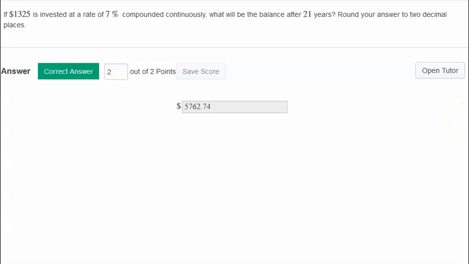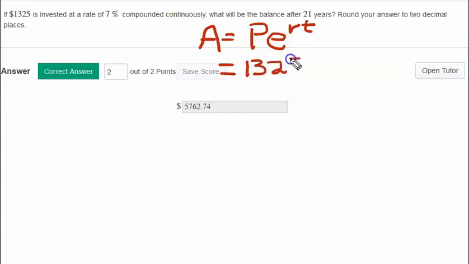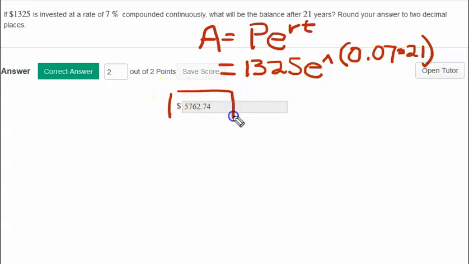Now, here you need to be familiar with the compound interest formula. A equals P, Euler's e to the RT. So do some substitution and see what you get. So this is 1325 Euler's e, caret, parenthesis, our rate is 7%, and our time is 21 years. Remember, this is multiplication up here. So just put that in your calculator and see if you get this answer. And pause.